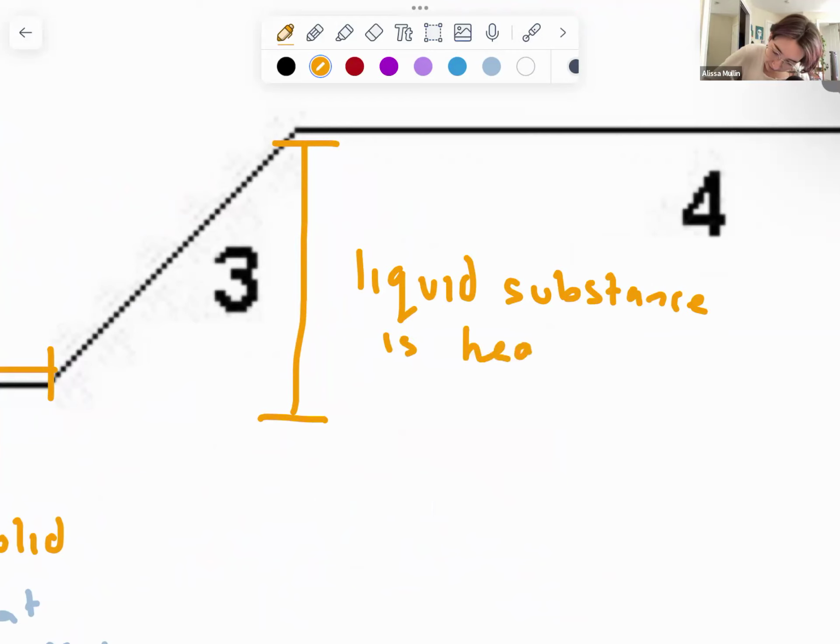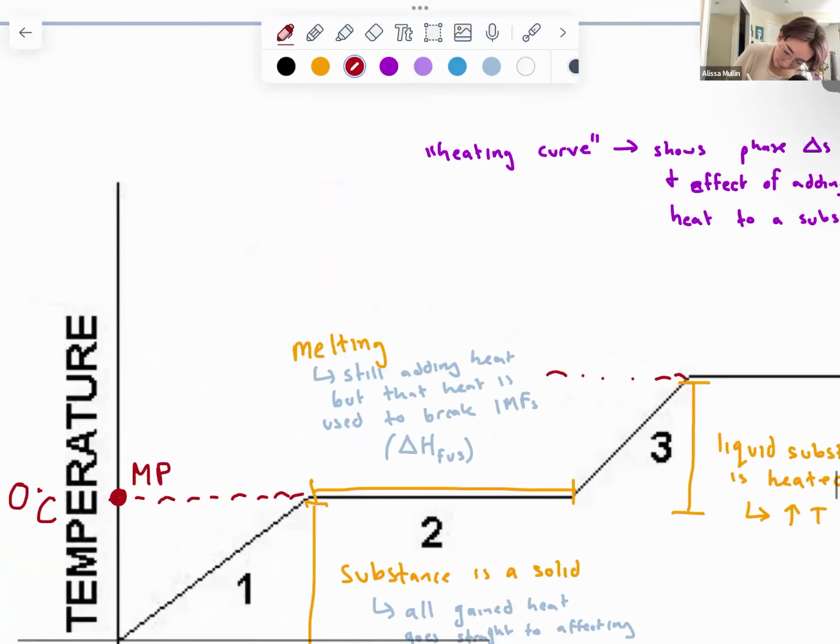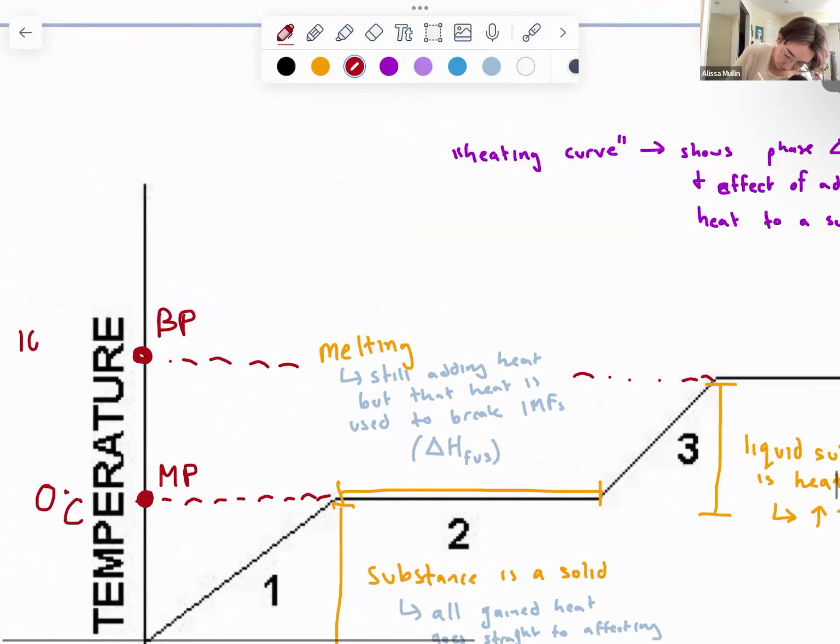But it's just being heated and causing an increase in temperature. So still a liquid, the whole section, it's a liquid, but it's getting hotter and hotter. And then we get another plateau. But over here, this temperature is the boiling point of the substance. And for water, that is 100 degrees Celsius.